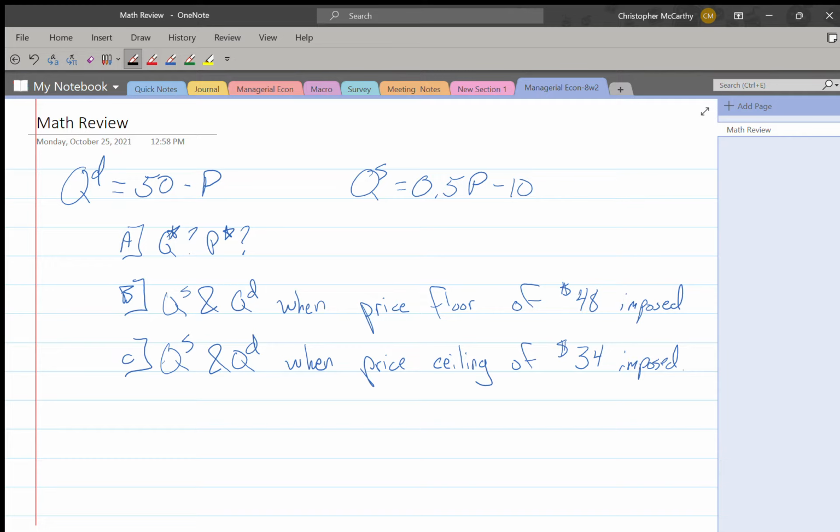So today we're going to be going over this math review that I assigned you. And the first thing that we're asked is to get the equilibrium quantity and price. So let's go ahead and start working on that right now.